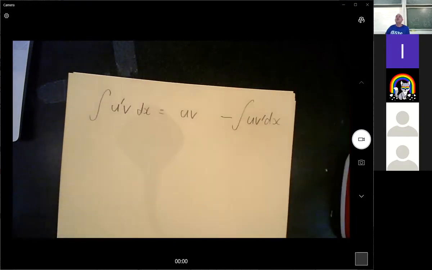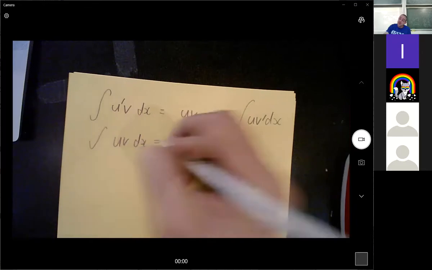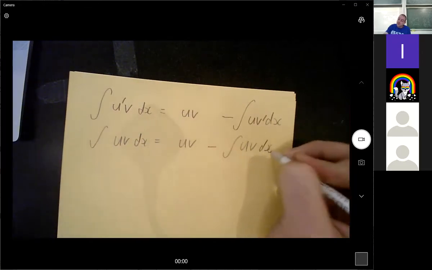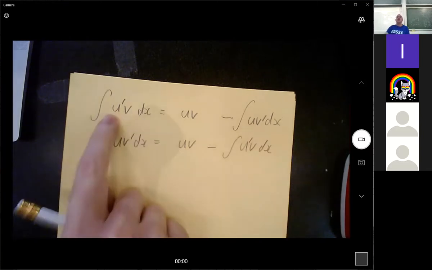And the other one is differentiated at the other end. It could just as easily have been this, with this one with a dash here and the other one with a dash here. Doesn't matter, as long as it's a different one on this side than it is on this side that has the dash.